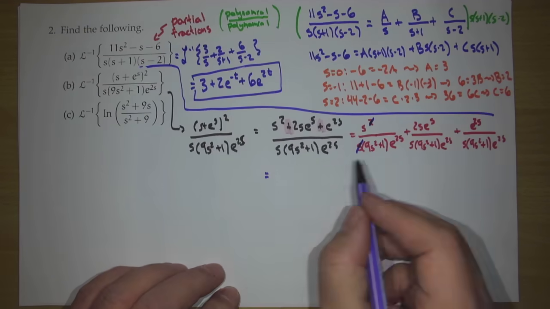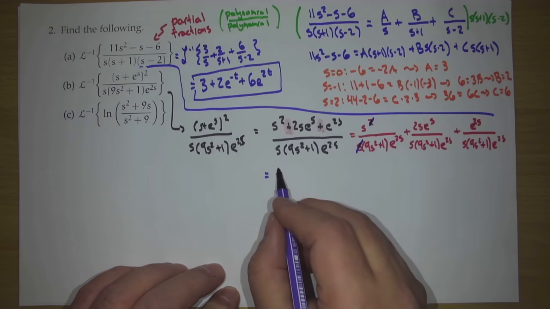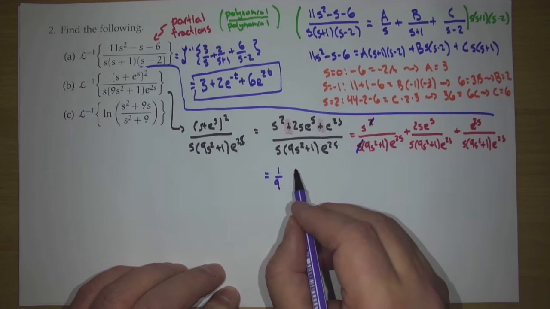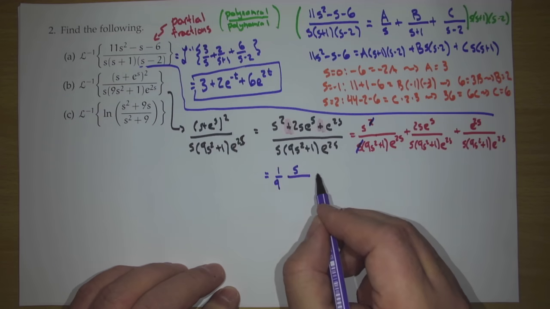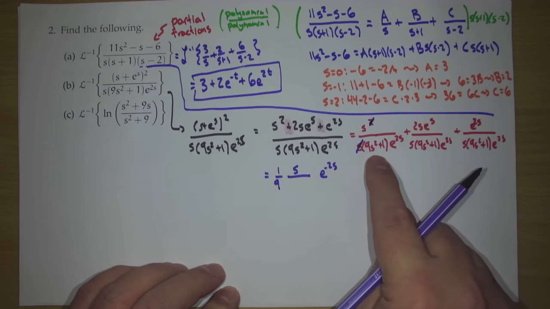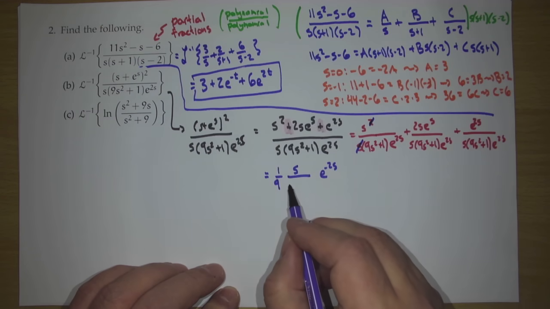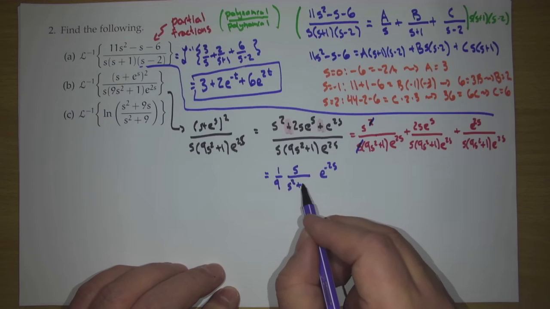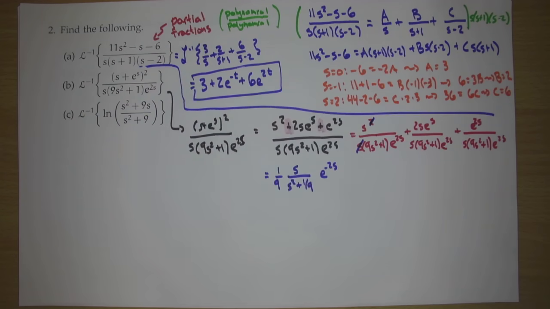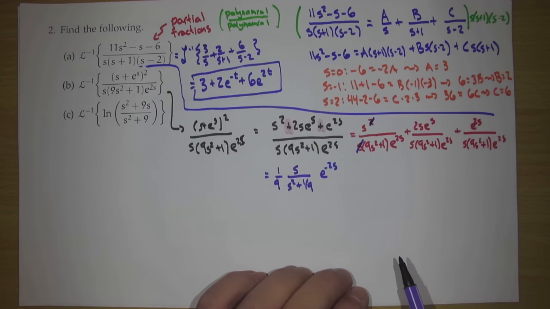So I'm going to pull a 9 out from the downstairs. So that's 1/9. And then we have s. Now there's an e to the minus 2s on the end. And what does the 9s squared plus 1 become? S squared plus 1/9. And by the way, 1/9 is 1/3 squared. All right. Middle term. What can we do?